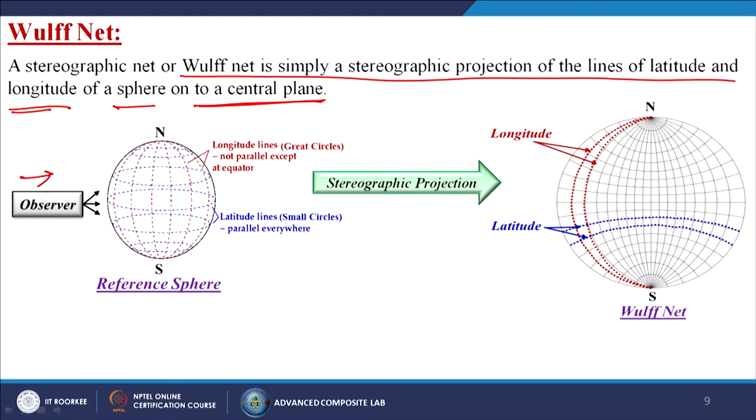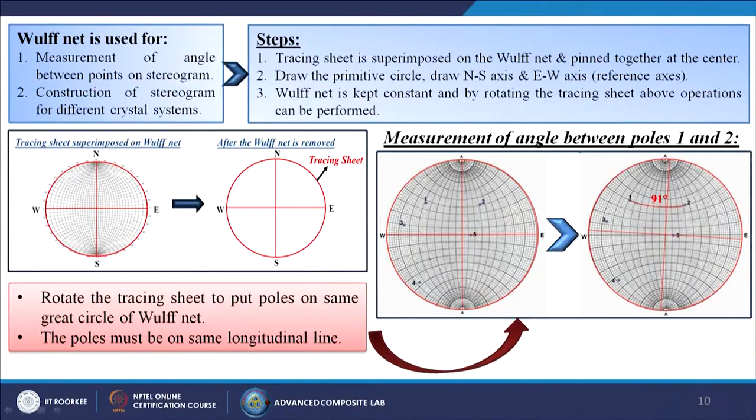So this perpendicular line is known as the longitude lines, which is called the great circles, not parallel except at the equator. And these horizontal lines is called the latitude lines or small circles, parallel everywhere. So this is the reference sphere. So from this we are getting the stereographic projections. So this is our longitude line and this is our latitude lines in the Wulff net itself. So same thing we are making the replica, and from that we are going to trace the exact place of a particular point. So generally Wulff net is used for measurement of angle between points on stereogram, construction of stereograms for different crystal systems. How we are going to do?